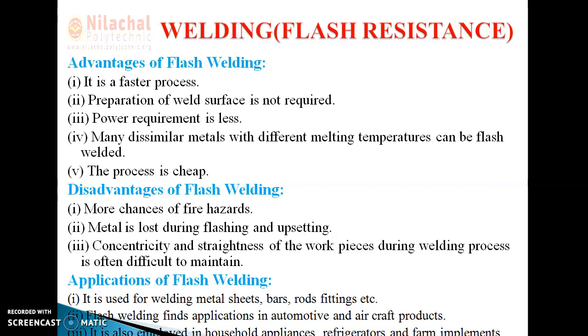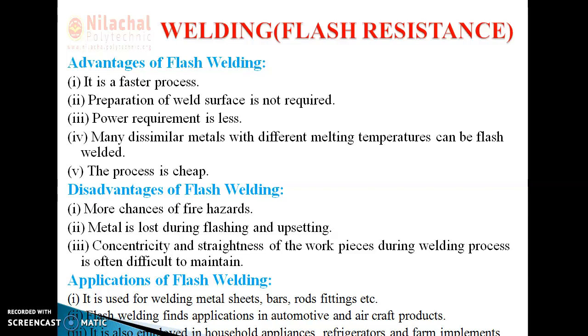Then concentricity and straightness of the workpiece during the welding process are often difficult to maintain. So the workpiece must be in a plane. That means we generally use a 180-degree surface plate to check the flatness of the material. The workpiece must be held at 180 degrees for a better welding process.